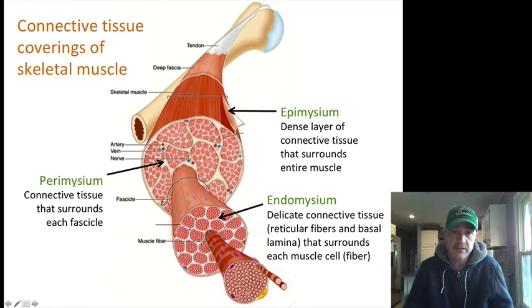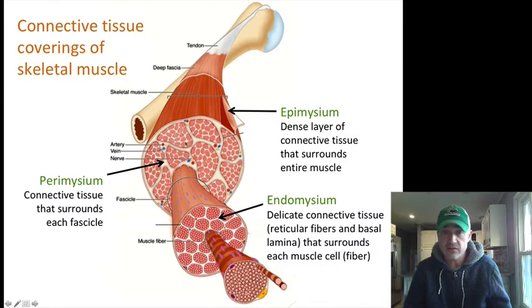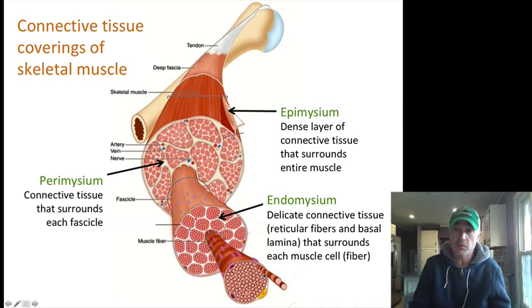Perimysium, and it's perimysium, not paramecium. Paramecium is a protist, a single-celled animal. Perimysium is that connective tissue that's surrounding each bundle here. And then, like I said, endomysium is mainly that areolar connective tissue surrounding each muscle cell.